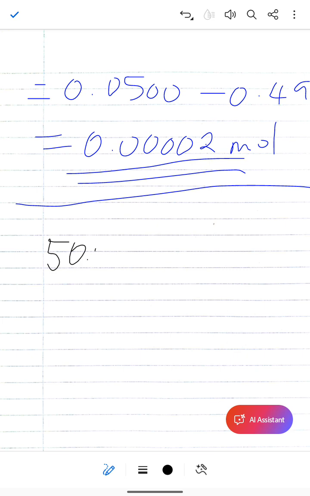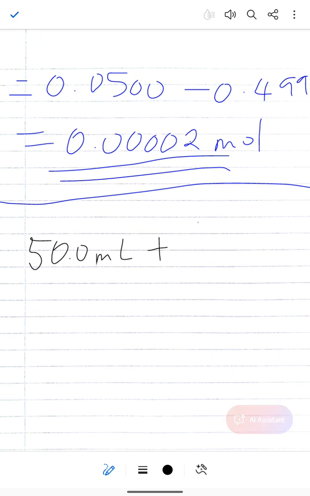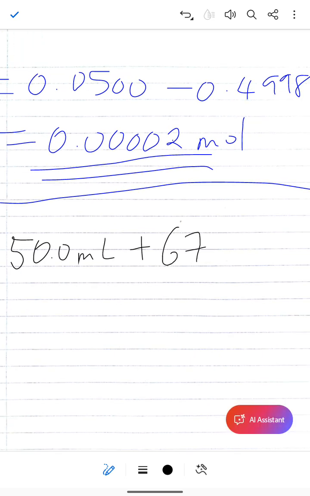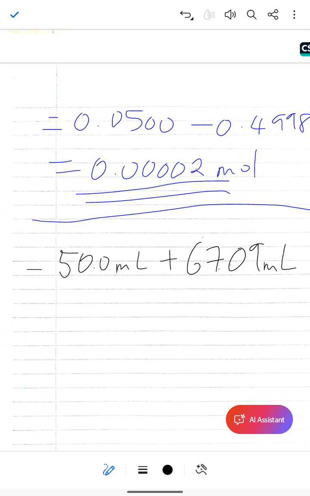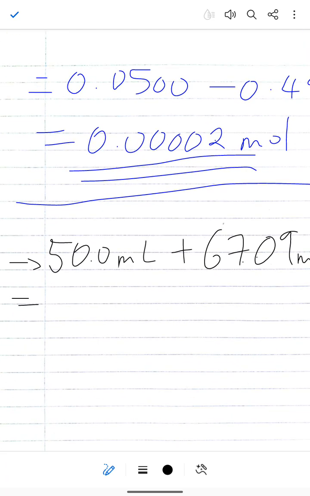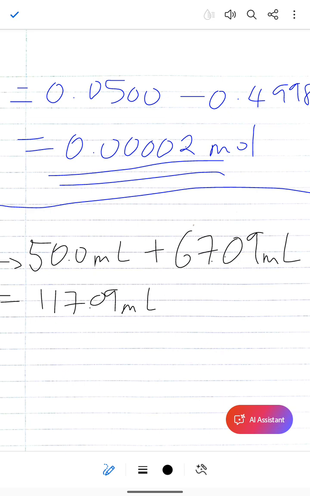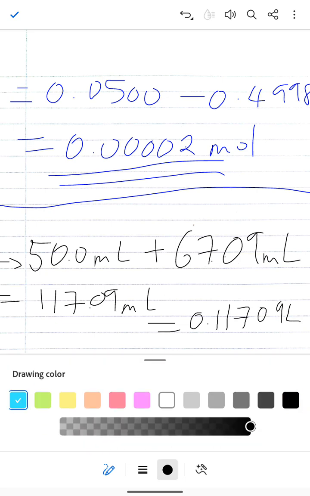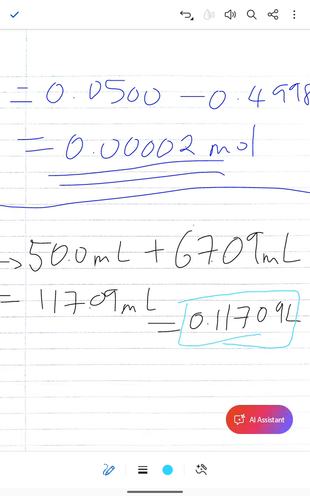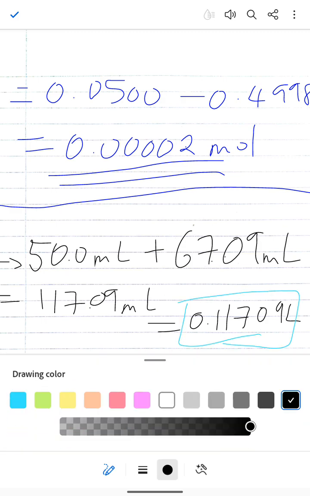The volume of the solution, that's 50.0 ml. And I'm going to add 67.09 ml. This will give you 117.09 ml. Then convert it to liters. It will simply be 0.11709 liters. So you're still going to need this. So that's basically it.